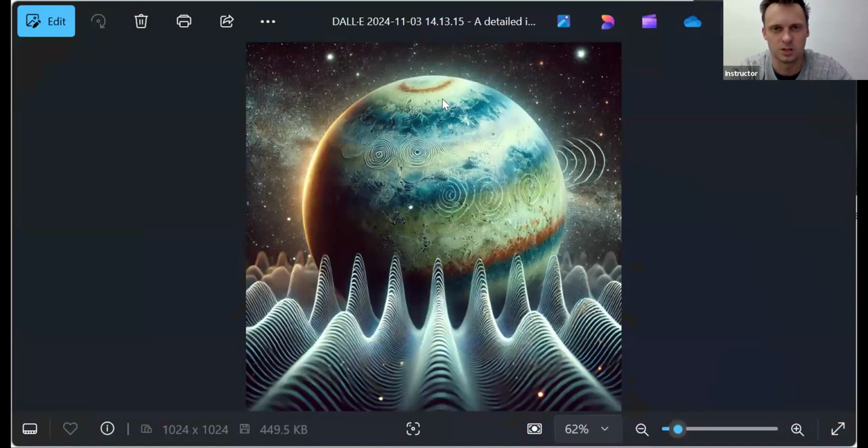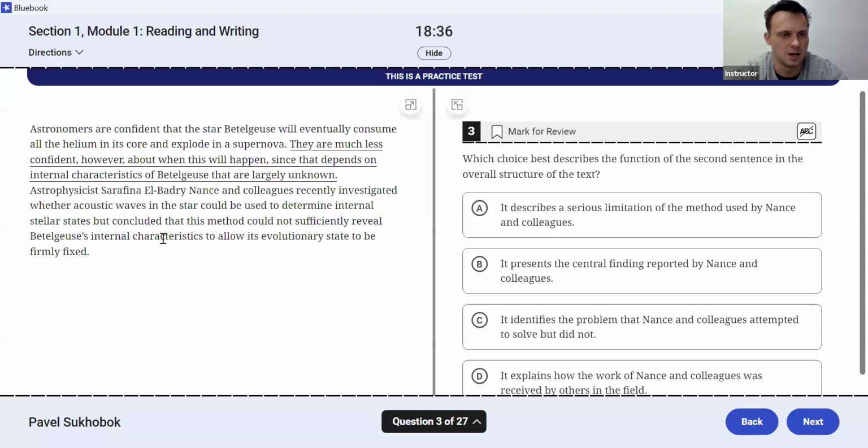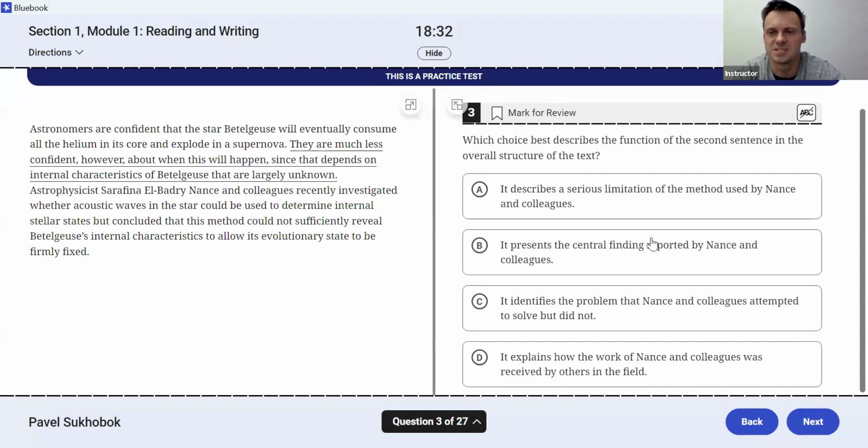So now let's take a look at the questions. I'm going to go back to the question that we were on. And here it is again. Here you can see that the question is, which choice best describes the function of the second sentence in the overall structure of the text?